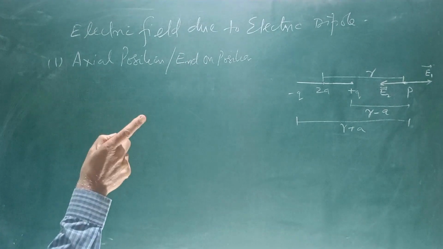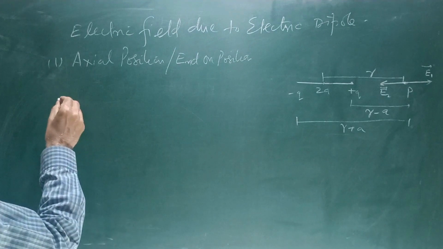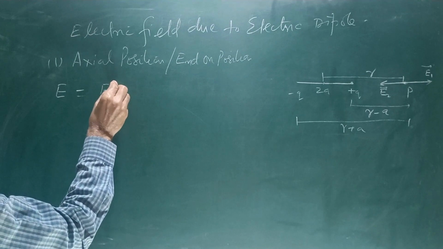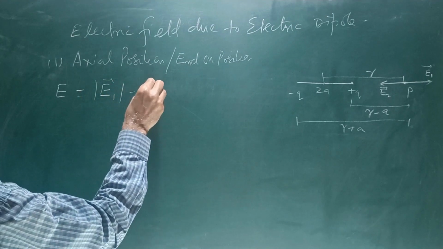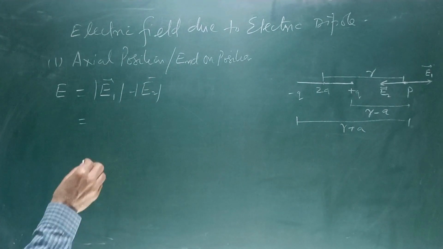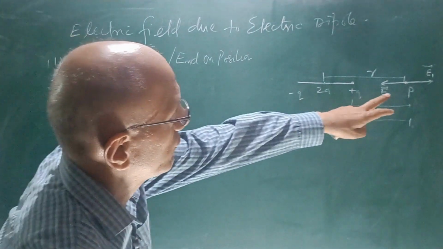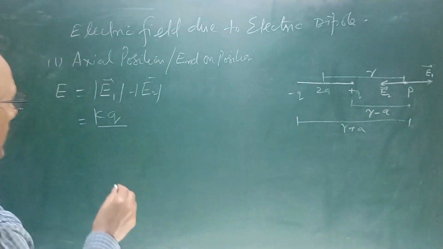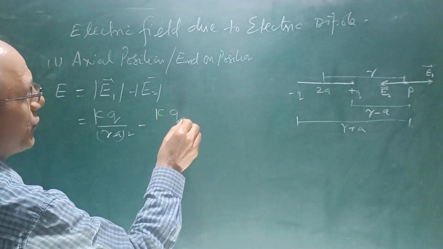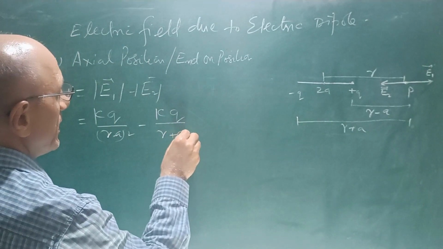Now as the electric fields are in opposite direction, the net E will be E1 mod minus E2 mod. So the magnitude of E1 will be KQ upon R minus A whole square, minus KQ upon R plus A whole square.